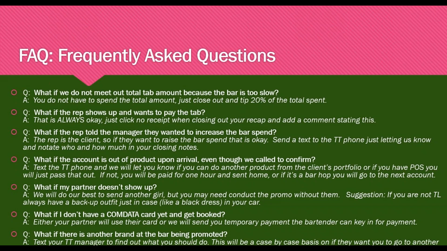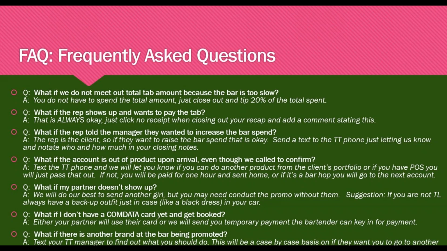If you don't have a ComData card yet and you are booked, like I said, we will be sending you the temporary payment information the morning of your event. They're just going to manually enter that for payment. Since we have a few girls working who are going to be using the temporary payment information, sometimes they attempt to use it at the same time at different events, and then it will get declined. If that happens, it's just because somebody else is running it at the same time. Just wait a second, have them run it again. If it gets declined again, then text the Talent Tree line so we can look into it.